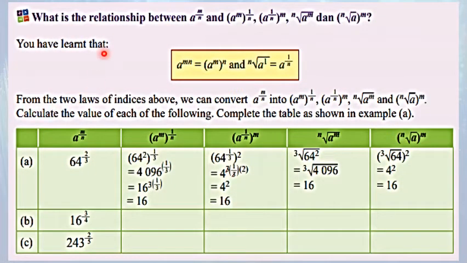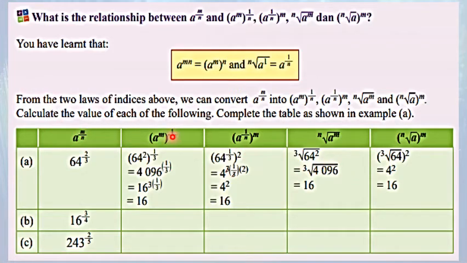Today you're going to find out the relationship between all this. You have learned that a to the power of m over n equals a to the power m, bracket, power n. And also, the nth root of a equals a to the power of 1 over n, right? So from the two laws of indices above, we can convert a to the power of m over n into all this. It's already stated in the table, so we are going to look at it one by one.